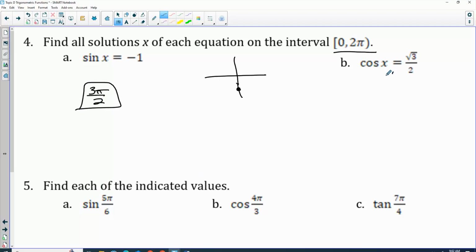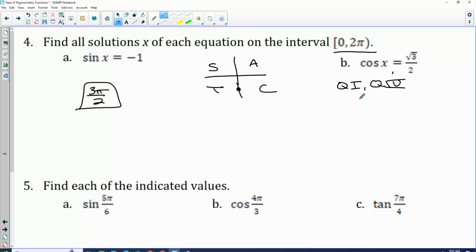Okay, when is cosine radical 3 over 2? In what quadrants is cosine going to be positive? 1 and 4. Whoops, I wrote it wrong. 1, 4. All students take calculus. 1 and 4.